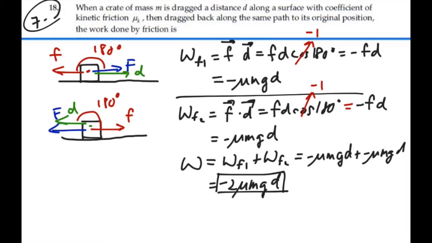Now the net work done on the block will be 0, because the blue force F that we're pulling with is doing positive work, and that positive work will be exactly equal to the negative work done against it by friction, giving us a net work done of 0. But the work done specifically by the force of friction is -2 mu mg d.